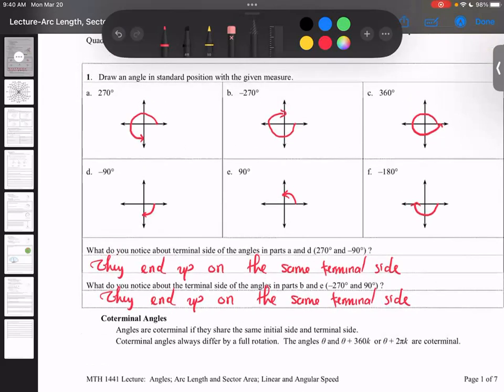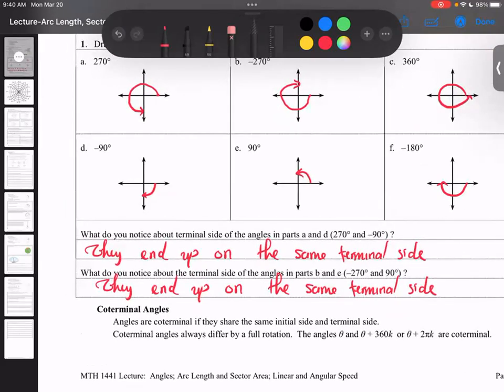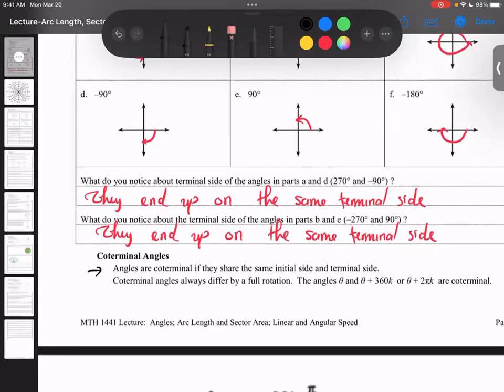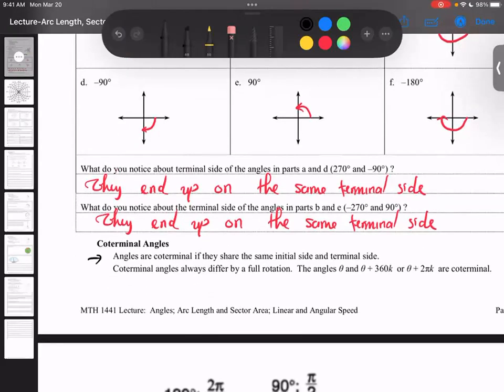Even though you rotate differently, you end up on the same terminal side. We call those coterminal angles. Angles are coterminal if they share the same initial side and terminal side. I don't know what direction you go, but you start at the same side and you end at the same side. So they are coterminal. Coterminal angles always differ by a full rotation.